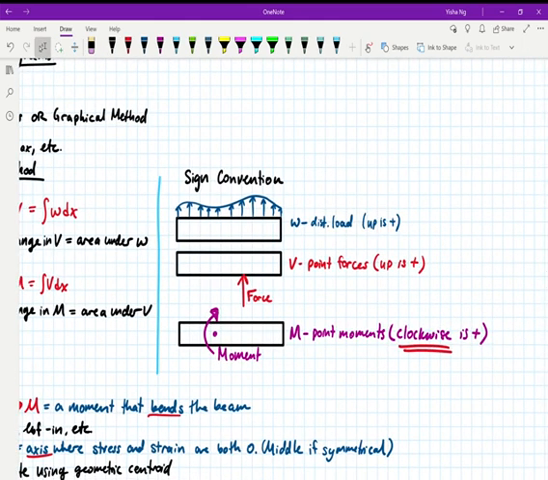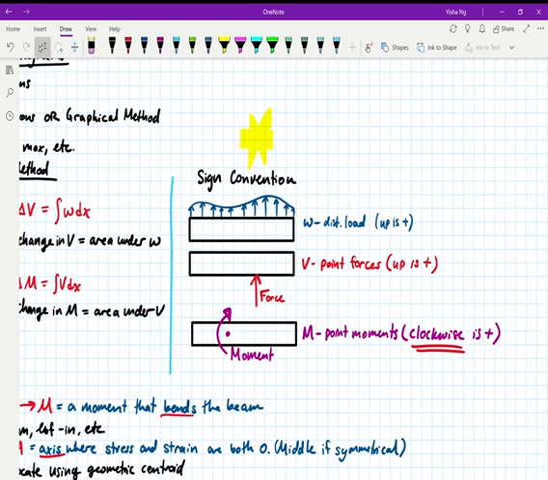This is really important and also really confusing. Your sign convention for the graphical method is a little bit different from what you have learned and been using in the past. So the first two are pretty straightforward. For W, for your distributed load, up is positive. So if you have a distributed load that is pointing down, it's going to be negative. For your shear forces, any point forces that point up are positive. Here's the confusing one. For moments, clockwise is positive, not counterclockwise.